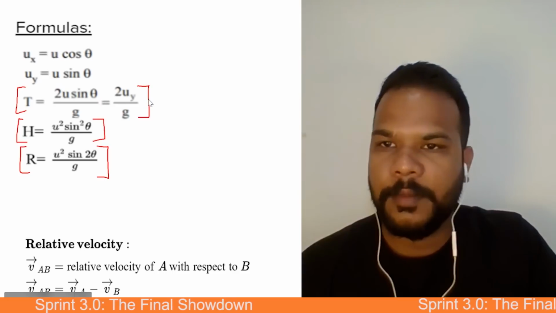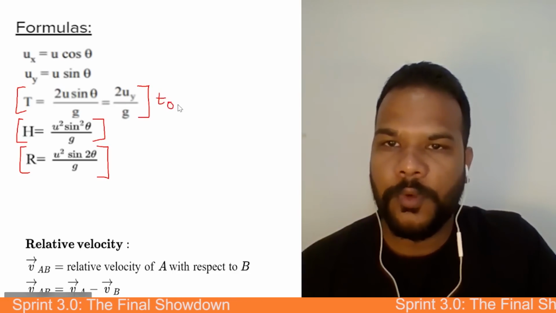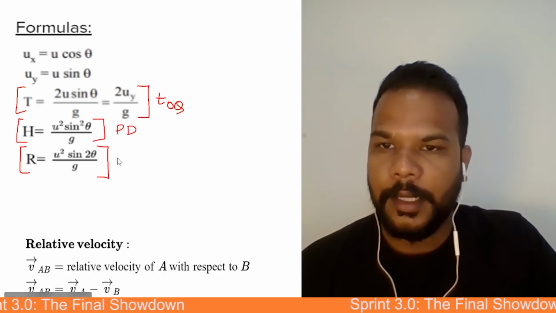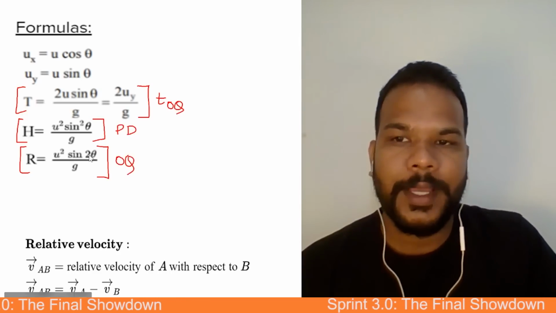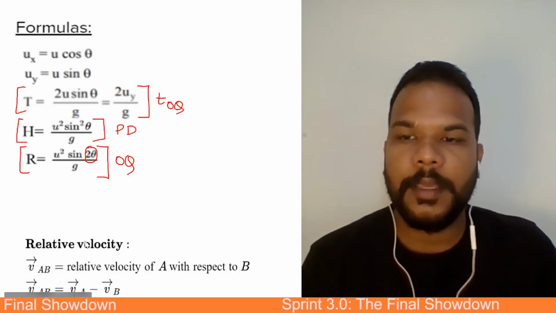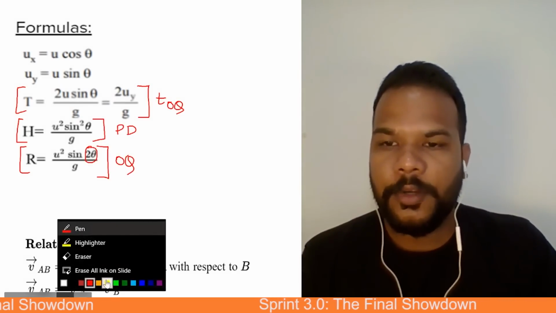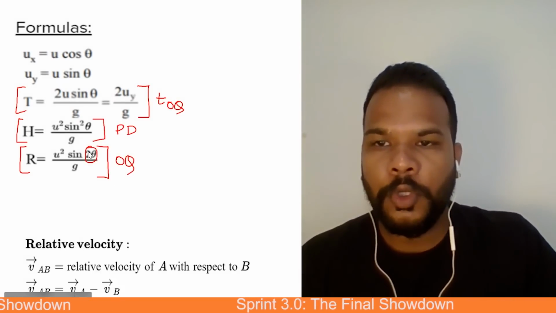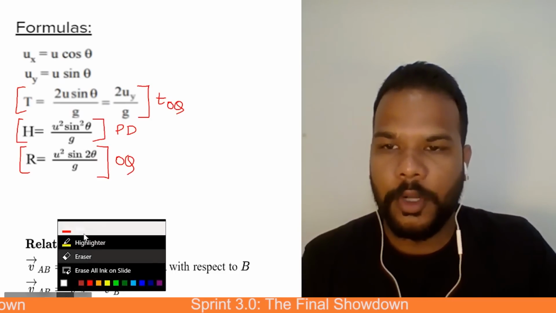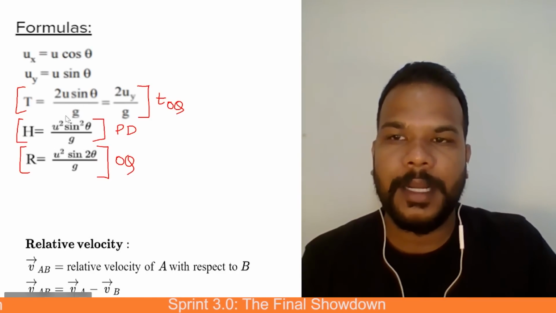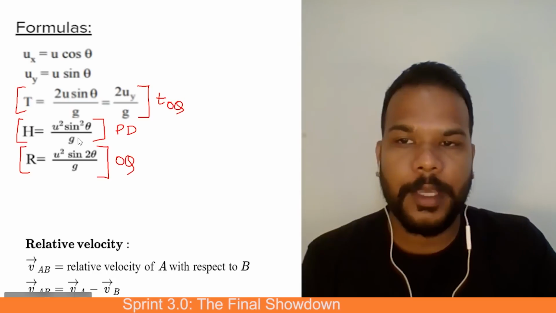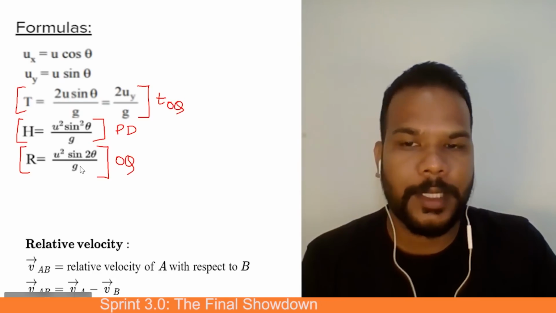If I have to write, let me just say that this is the time to go from O to Q, this is distance PD, and this is distance OQ, u square sine 2 theta. Okay, guys, please make sure that you are not making mistakes like where should I use 2 theta, where should I use square. All these mistakes should not be made. Remember that it is 2u sine theta by g. This is u square sine square theta by g, and R is u square sine 2 theta by g.